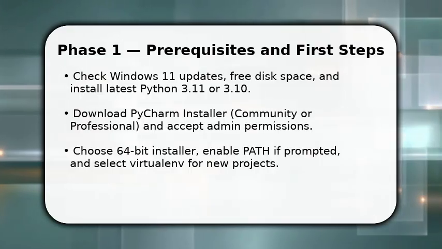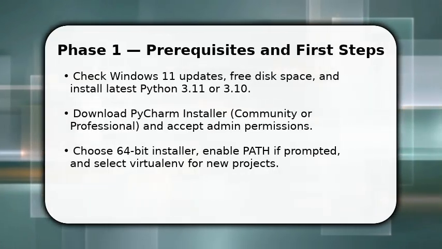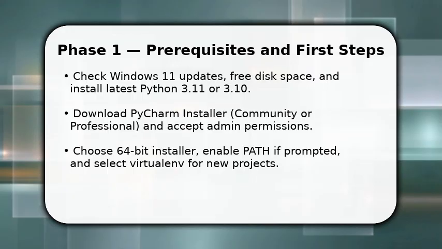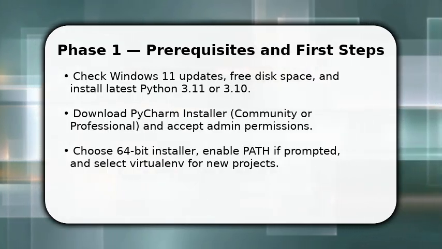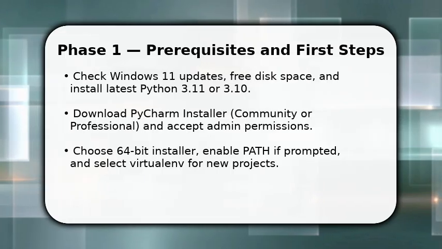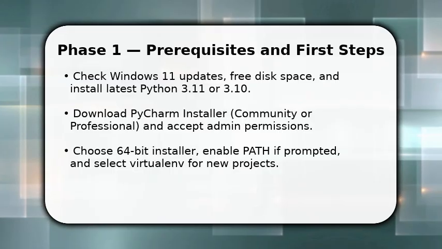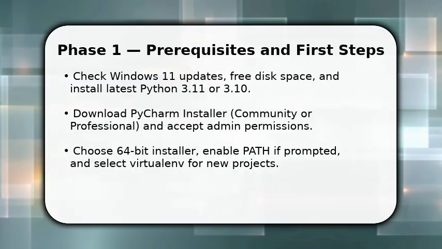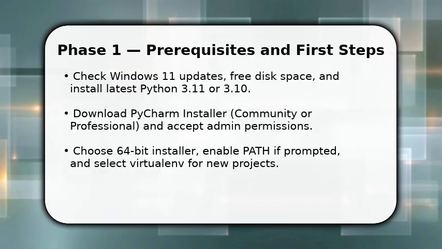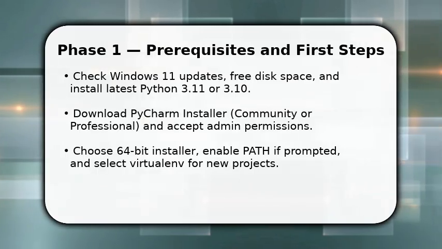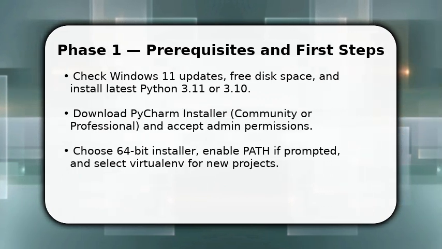Start by confirming Windows 11 is up to date and you have Python installed. You need that interpreter. Once done, run the PyCharm installer as administrator and pick Community or Professional depending on needs. Make sure to enable the PATH option if offered and choose to create a new virtualenv for projects so dependencies stay isolated. While the installer runs, decide if you want desktop shortcuts and file associations. That saves time later and lets you open projects from Explorer.